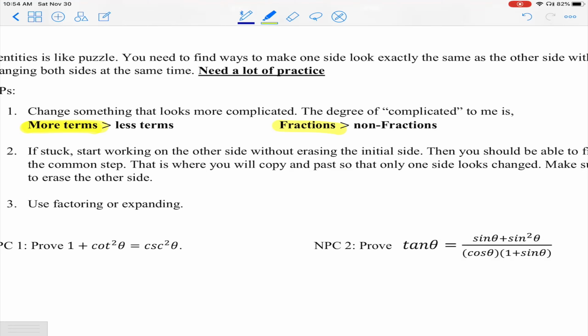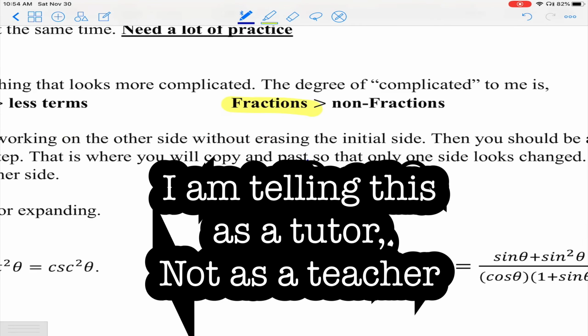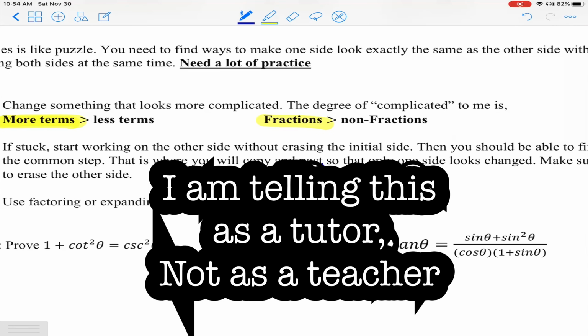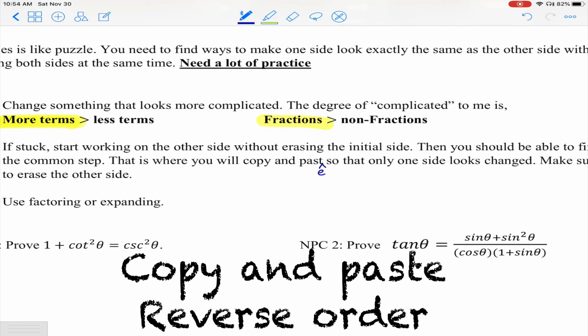So keep that in mind. If you get stuck, start working on the other side without erasing the initial side. Then you should be able to find the common step. That is where you will copy and paste so that only one side looks changed. Make sure to erase the other side and just copy and paste.